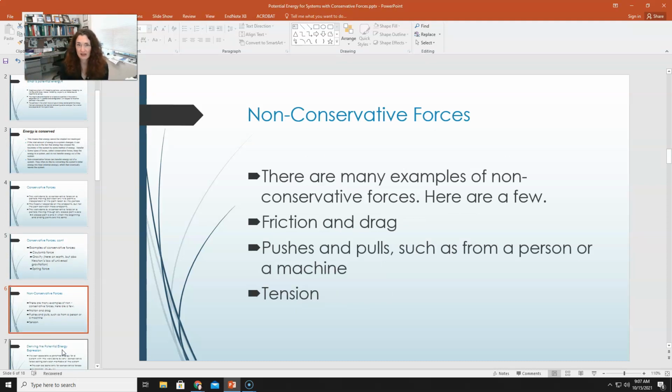Now, there's a lot of non-conservative forces, but here's a few. Friction and drag, that's everybody's favorite. Everybody can remember that friction and drag transfer energy out of the system. But there's also others like tension. Tension is a non-conservative force. And then pushes and pulls, for example, if I push on a desk or something to move it, then that's non-conservative.